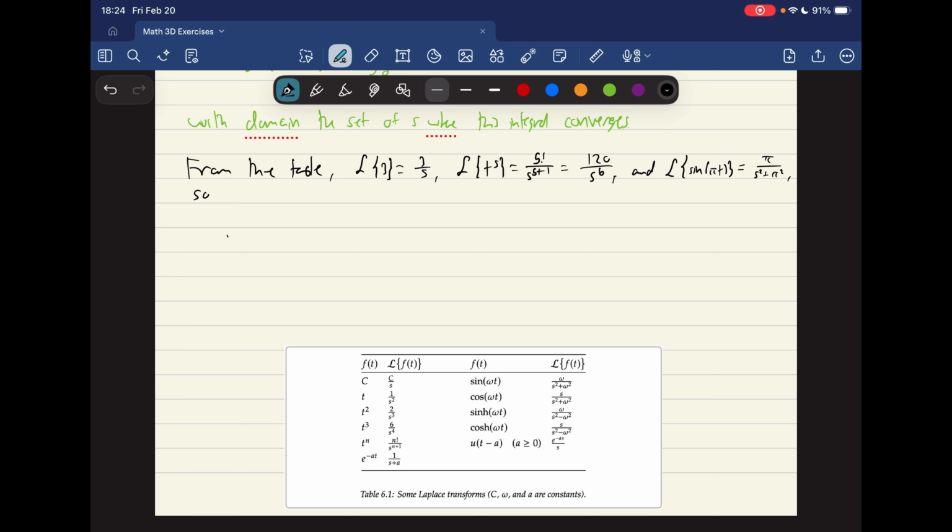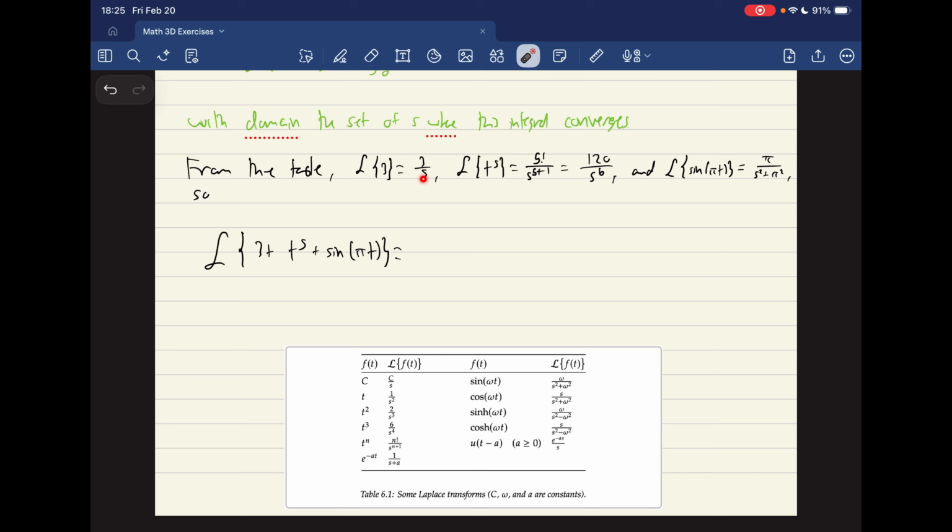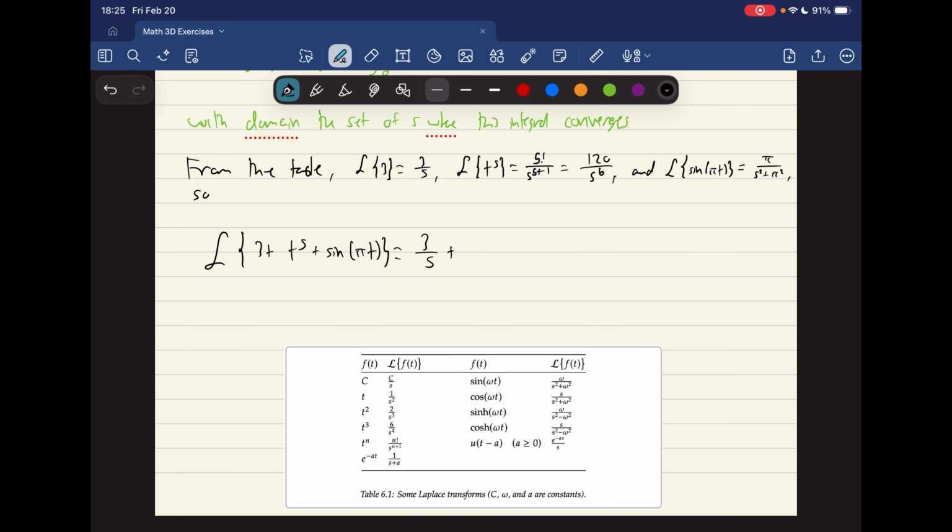Therefore, from our previous work, the transform of 3 plus t to the 5th plus sine of pi t is just going to be the sum of these three functions right here. So it'll be 3 over s plus 120 over s to the 6th plus pi over s squared plus pi squared.